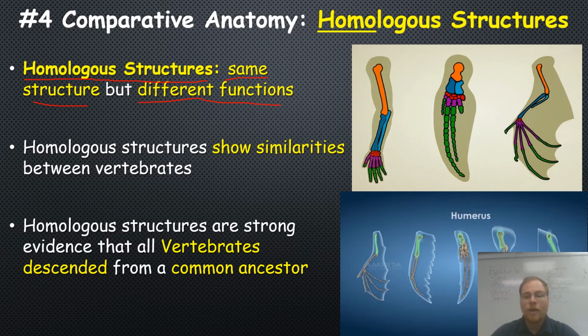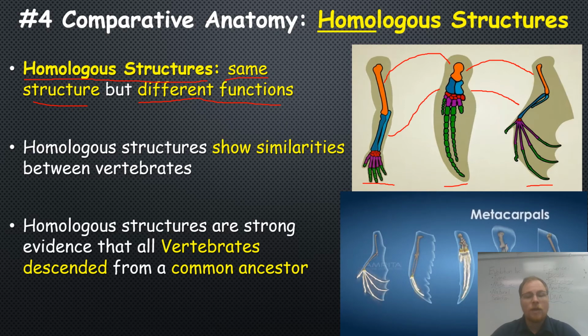In this case, you have humans, whales, and bats. They all basically have the same bones, just in different places. And those different places cause a different function. But they all have a humerus, a radius, carpals, all the different parts of the skeleton are there between these completely different species.